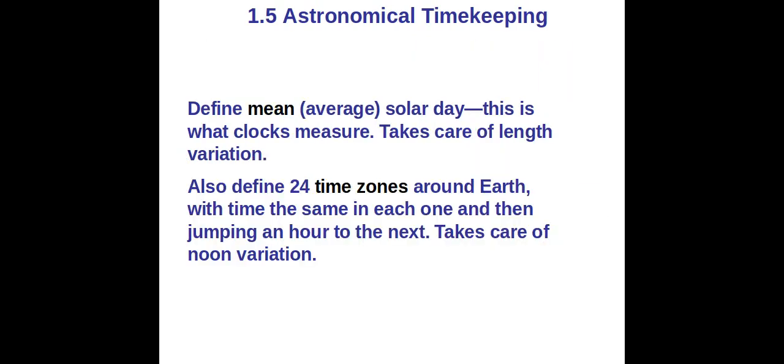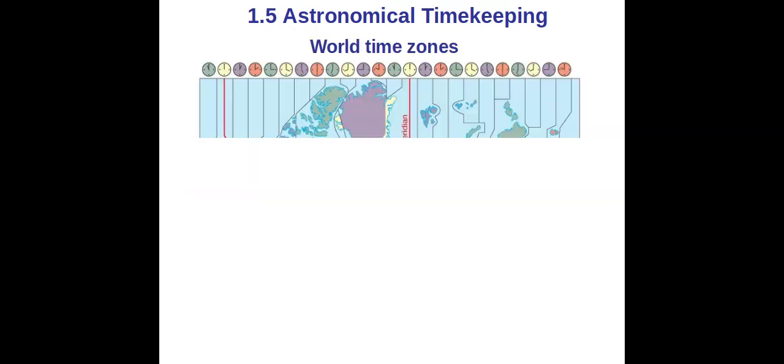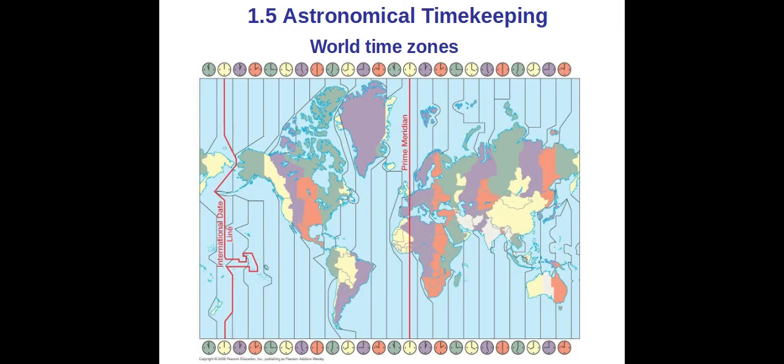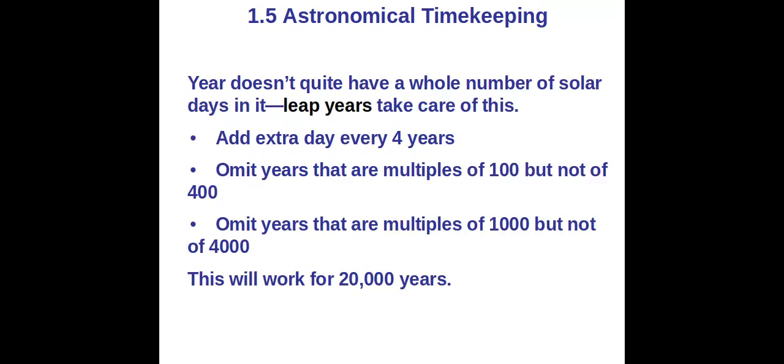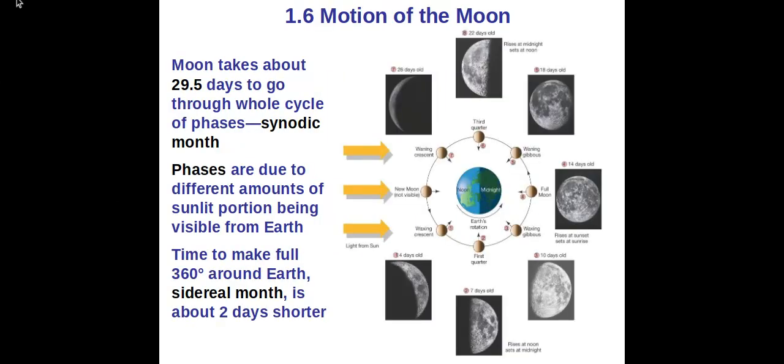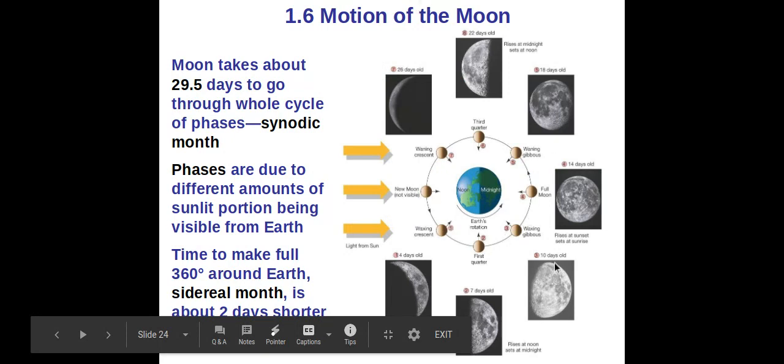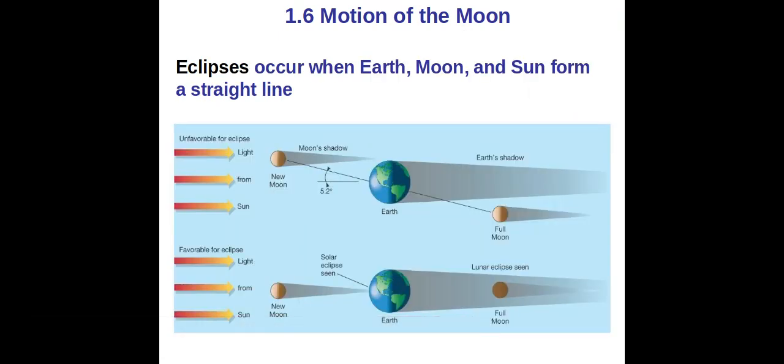Let's see, we're going to skip over a couple things. We have 24 time zones, where we don't need to really get into time zones. You guys did moon stuff in middle school, I believe. You did your moon journal and stuff like that. So we have full, crescent, gibbous. Waxing means getting bigger. Waning means getting smaller. So I'm not going to spend too much time there.